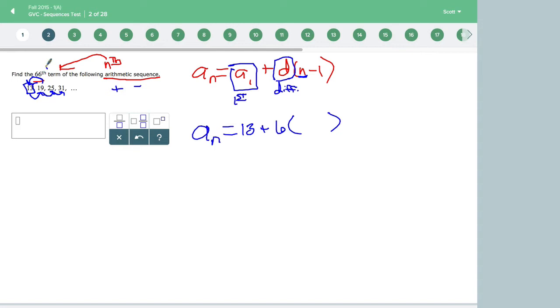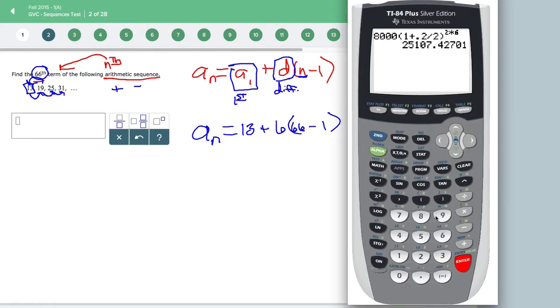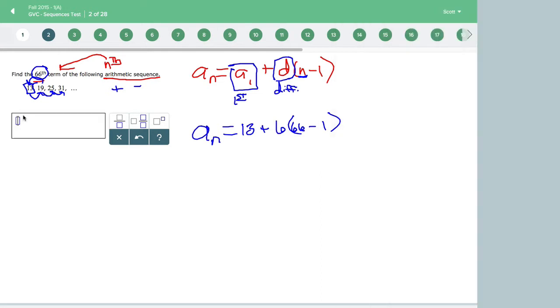And what term are we trying to find? We're trying to find the 66th term. And we're left with an equation we can just type into the calculator. We have 13 plus 6 times parentheses 66 minus 1, and that gives us our 66th term is 403. So right here we just put in the 403 and move on.